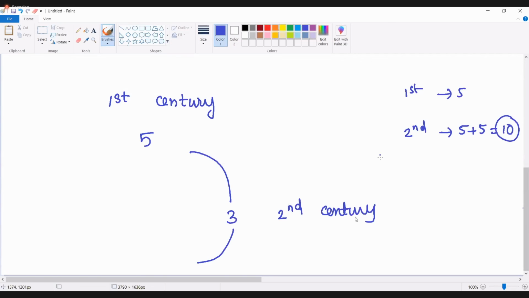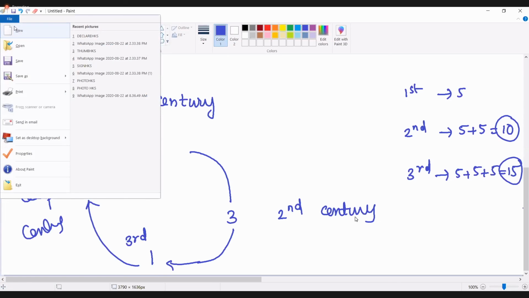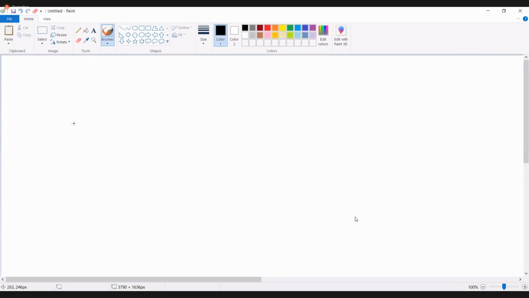If I am talking about the third century, it will be having first 5, second 5, third 5. It will be 15. 15 means what? It will be 1. That is the reason the third century will be having the number of odd days as 1. Every fourth century is a leap century, that is going to have the number of odd days as 0. So that is a thing which I am expecting you to remember. So always remember the first century number of odd days is 5, second century is 3, third century is 1, fourth century is 0.